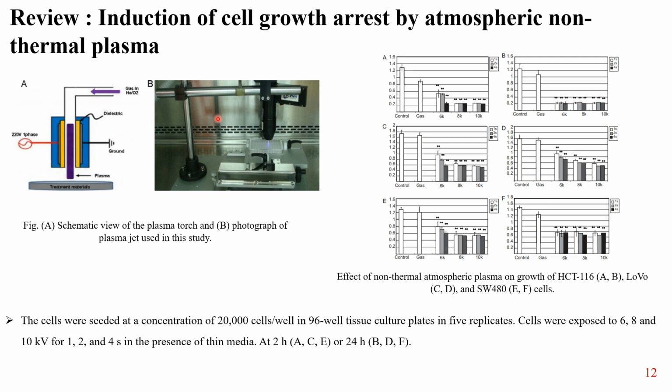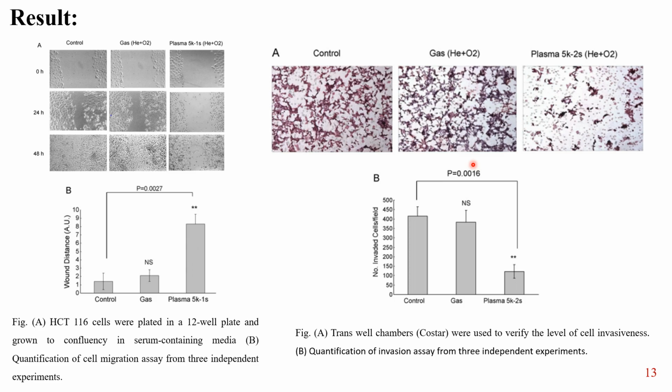Coming to the second figure, it shows the effect of non-thermal atmospheric plasma on the growth of HCT116 in figures A and B. There are three kinds of cells: HCT116, LoVo, and SW480, for E and F. In HCT116 cells, the result is a significant reduction of cell proliferation after 2 hour and 24 hour, and similar effects were observed in SW480 and LoVo cells from figures C, D, E, and F. However, the SW480 and LoVo cells show more resistance to the plasma than HCT116 cells, with a lower reduction in viability observed.